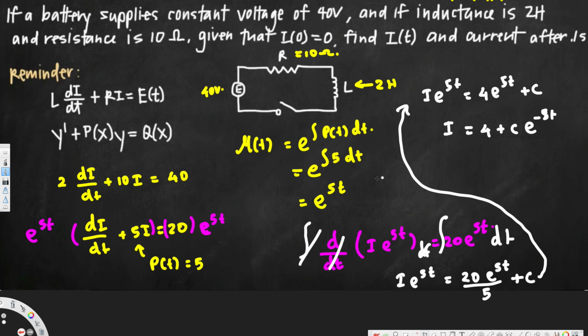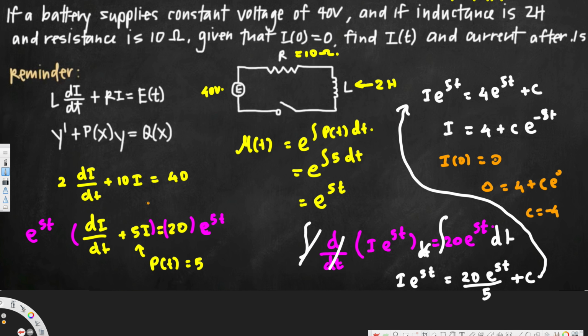Now to find the particular solution for this differential equation, since they have provided this information, I of 0 is equal to 0, we can put that one right here. I of 0 is equal to 0, and therefore 0 is equal to 4 plus c times e power 0, since the time is 0, and e power 0 is just 1. So c is going to be equal to negative 4. So the particular solution for this differential equation is going to be I is equal to 4 minus 4 e power negative 5t.